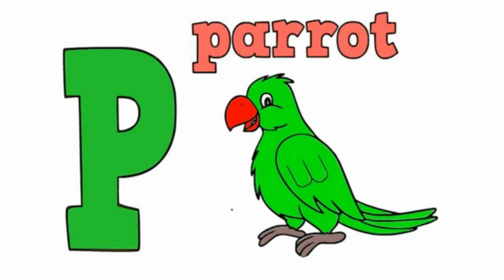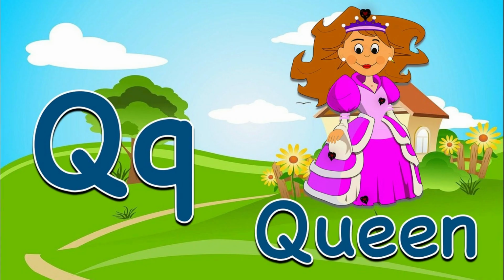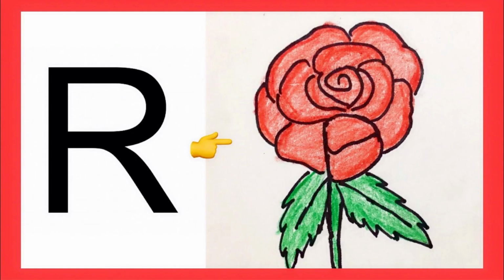P is for parrot, P parrot. Q is for queen, Q queen. R is for rose, R rose.